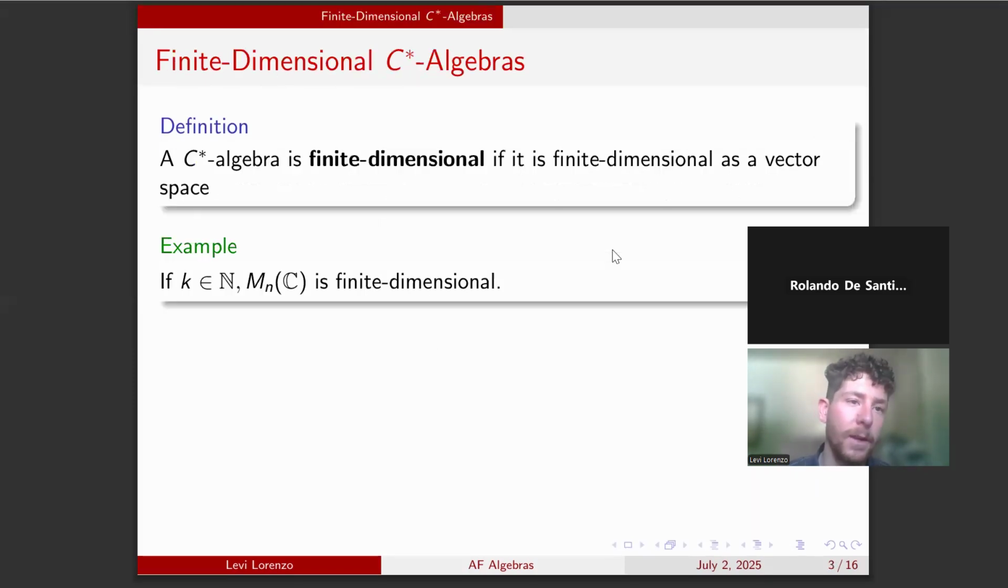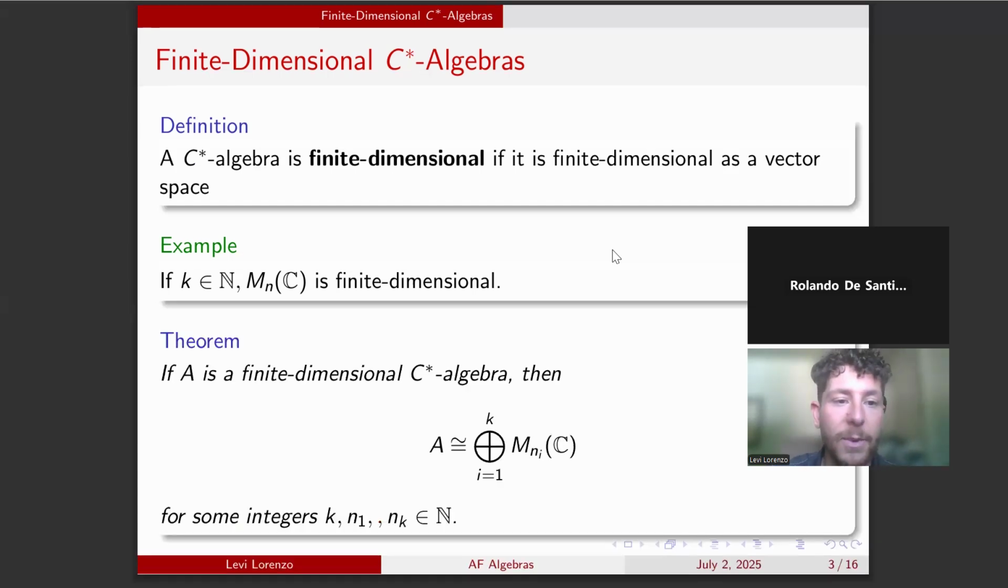I introduced this to talk about finite dimensional C-star algebras and prove the characterization of them. We say a C-star algebra is finite dimensional if it's finite dimensional as a vector space. The ones that jump off the top of our head are the complex numbers and matrices over the complex numbers. Those are finite dimensional C-star algebras. The next question we can ask is, can we classify these finite dimensional C-star algebras? Are there other ones that exist that we're not thinking about?